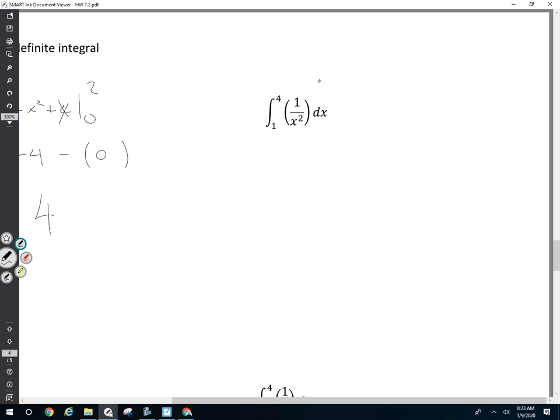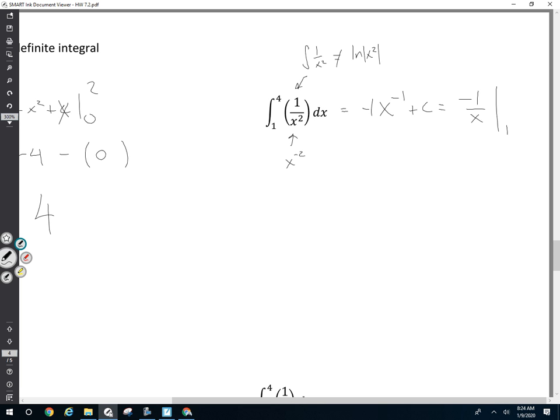Some other ones, just some practice of antiderivatives. Remember, the antiderivative of 1 over x squared is not log absolute x squared. Wrong. Instead, you'd have to rewrite this as x to the negative second. And remember, you add 1, so that's x to the negative first divided by negative 1. I'm going to rewrite that as negative 1 over x.